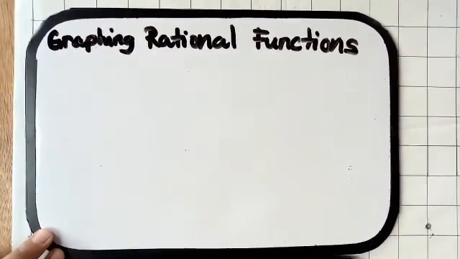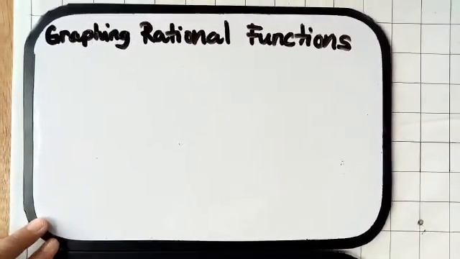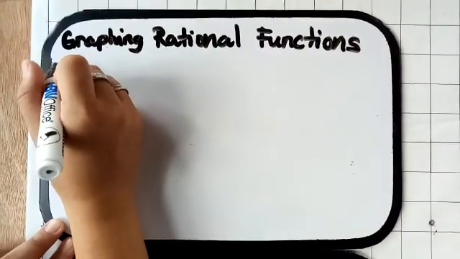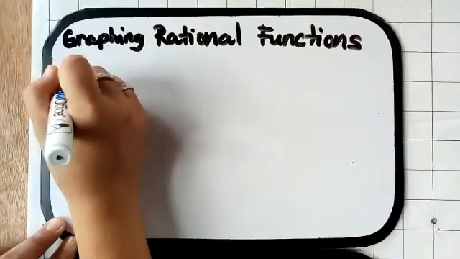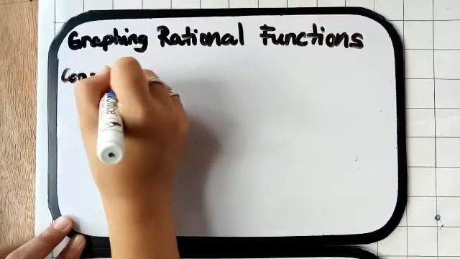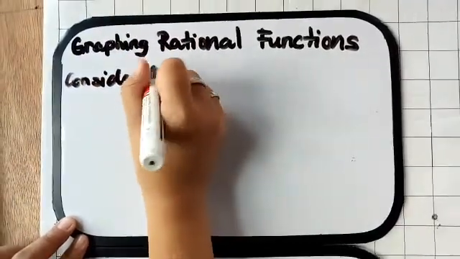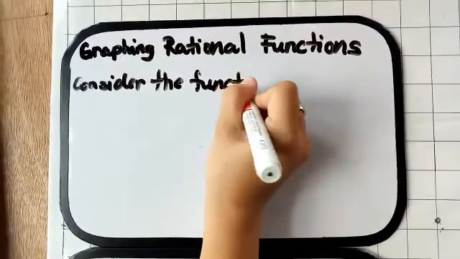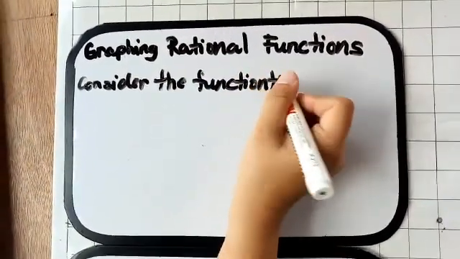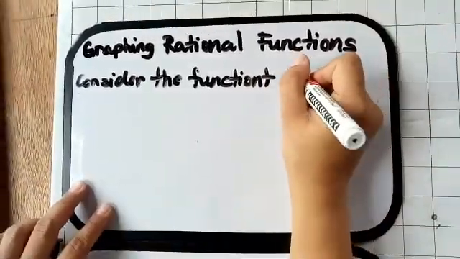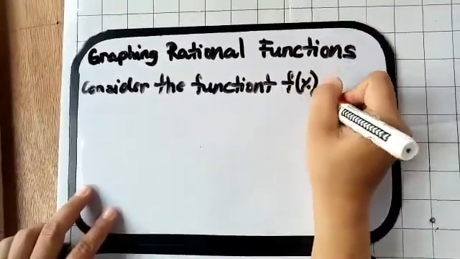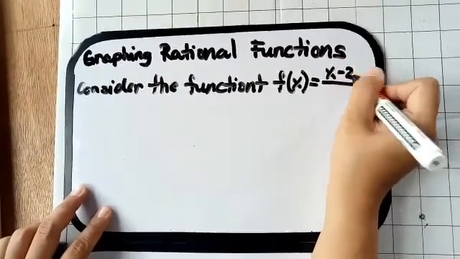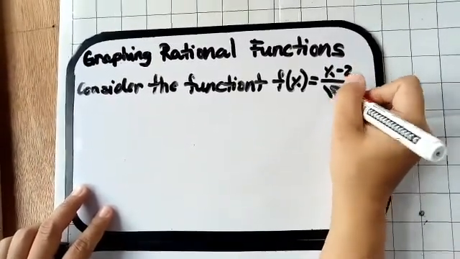Graphing rational functions. Let's have an example. Consider the function f of x equals x minus 2 all over x plus 2.